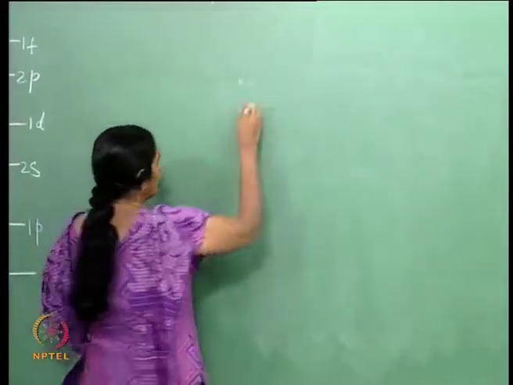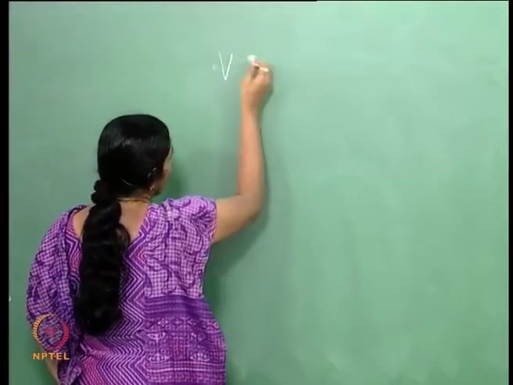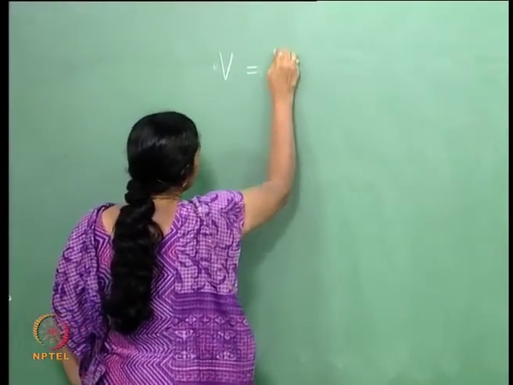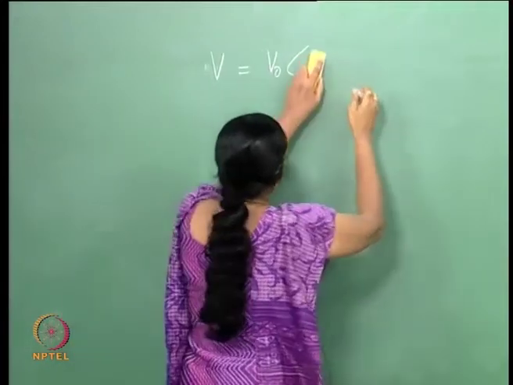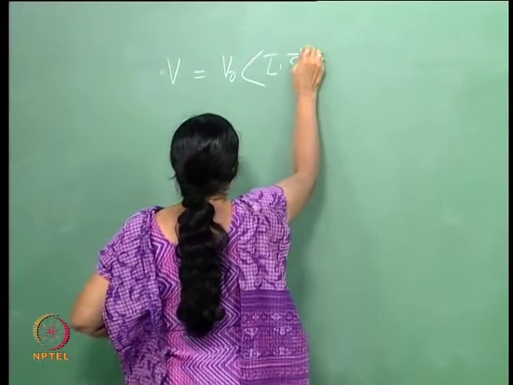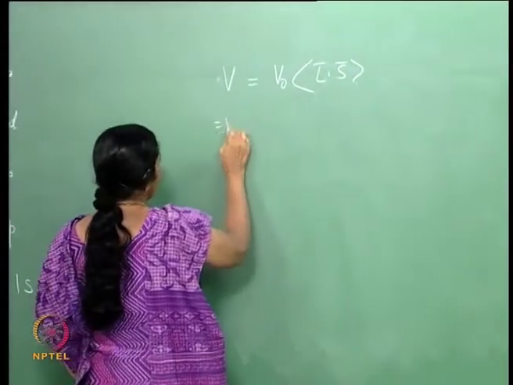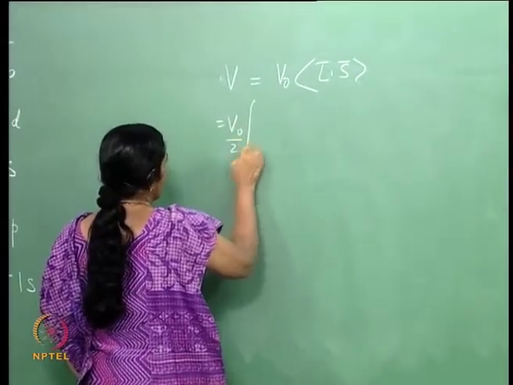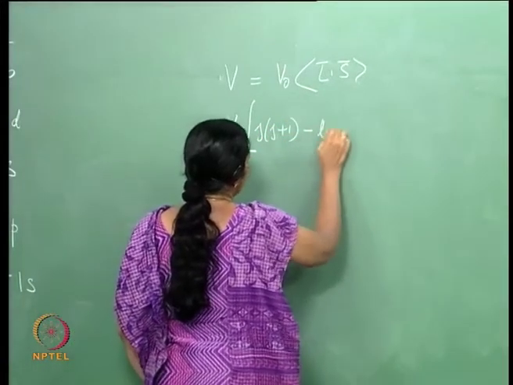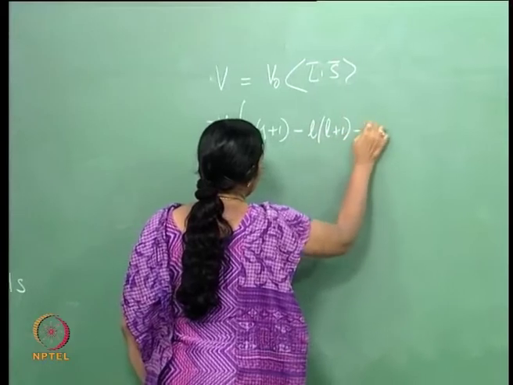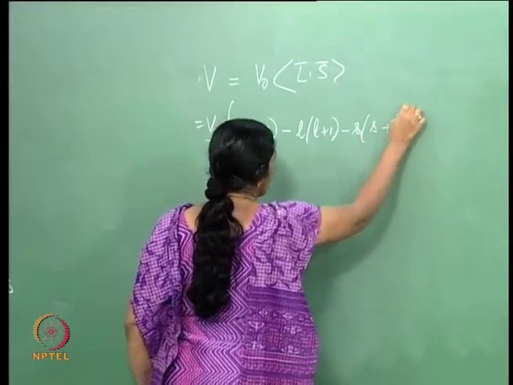Suppose the potential had an extra term. I'll just write the extra term here. It's some V naught times the average value of L dot S. That's obviously V naught times half J times J plus 1 minus L times L plus 1 minus S times S plus 1, as we have discussed earlier.